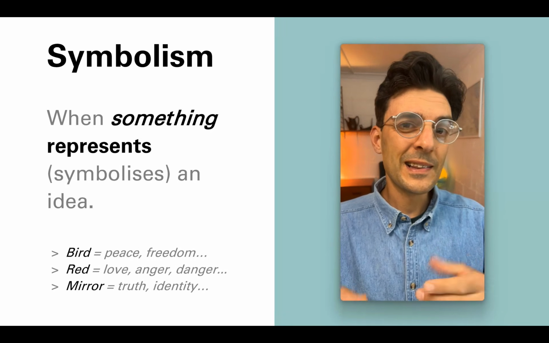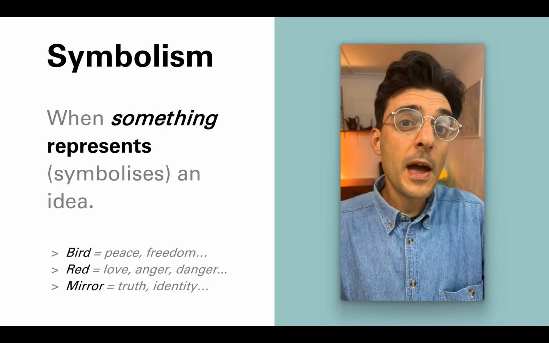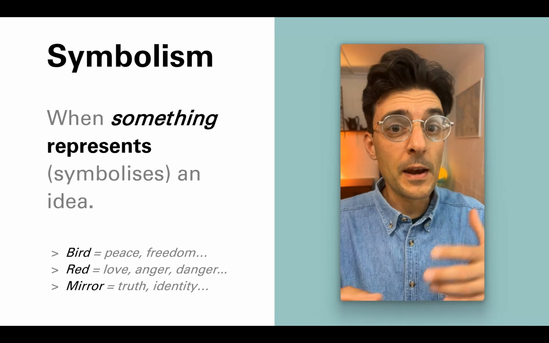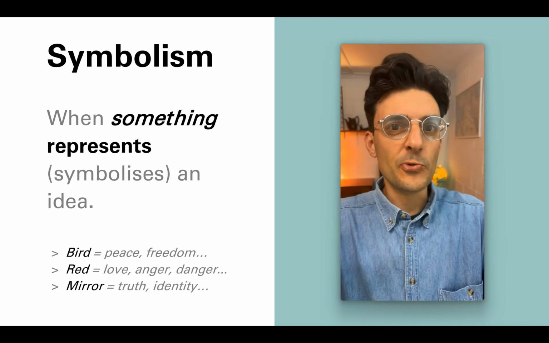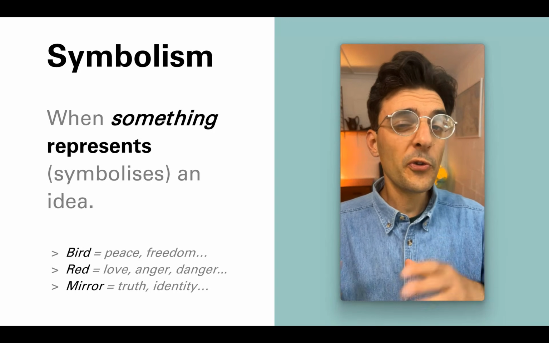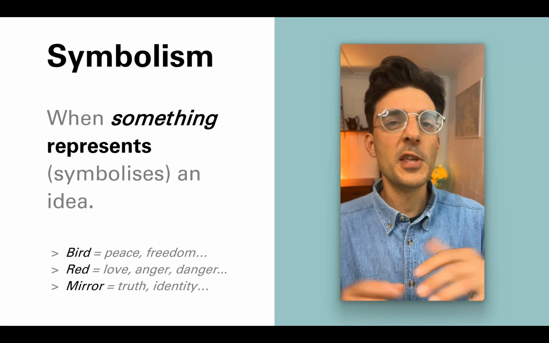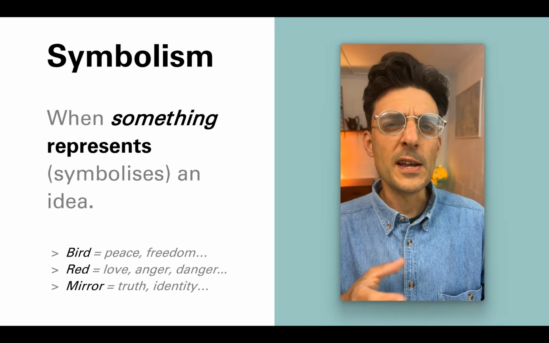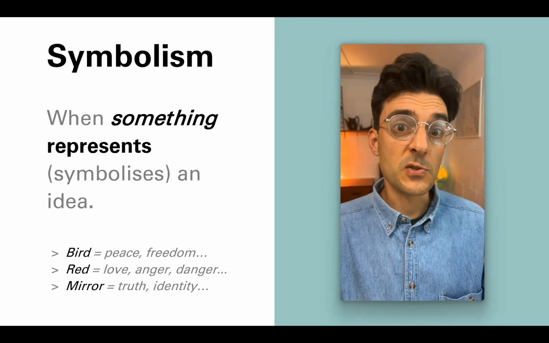Red, it's a color, but it can have different symbolic meanings. Think about the way that red can sometimes stand in for the idea of love and passion, but also anger. You know, we see red as an expression people use when they are angry. And also, red can symbolize danger. If you think about signage that you might see around the place, if there's danger involved, the sign is often red. So, red as a color can symbolize a range of different things as well.